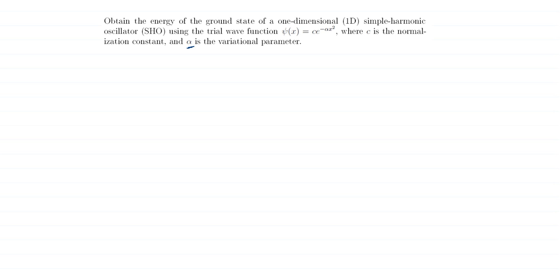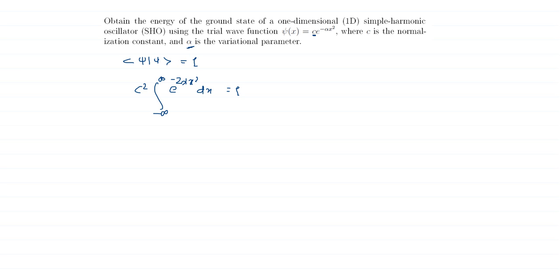Now our first task is to calculate this C, the normalization constant, and we know it is very easy to calculate. We take the overlap of psi with itself, and it should be equal to 1 by the normalization condition. Let us substitute this value over here. We obtain C square times the integral from minus infinity to infinity of e raised to minus 2 alpha x square dx, and this should be equal to 1.